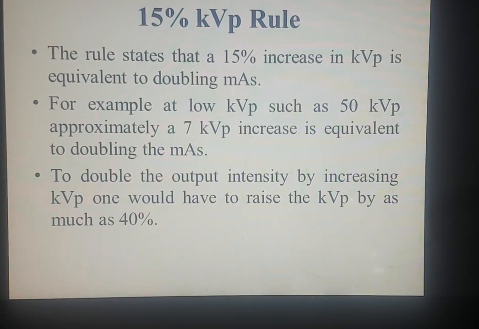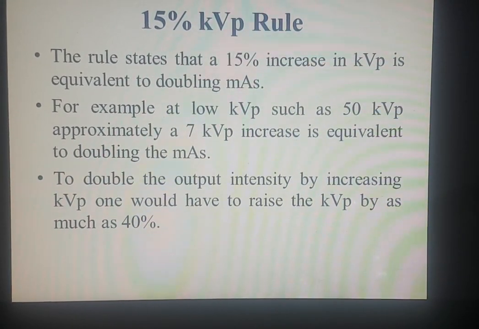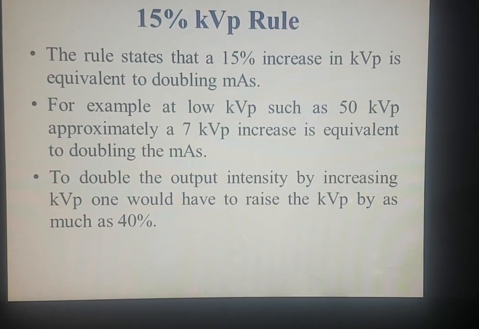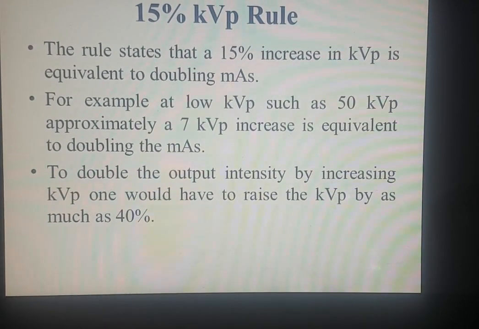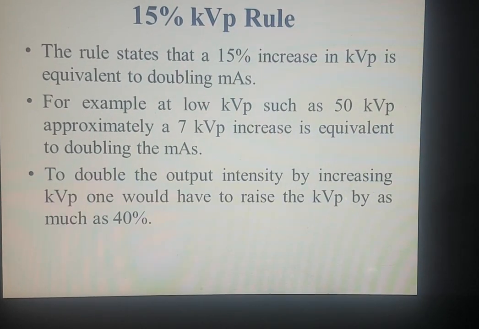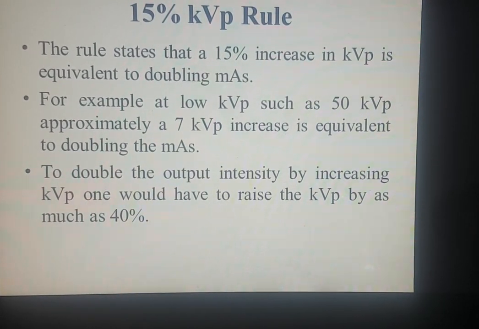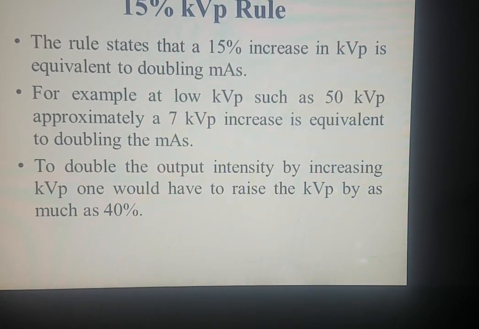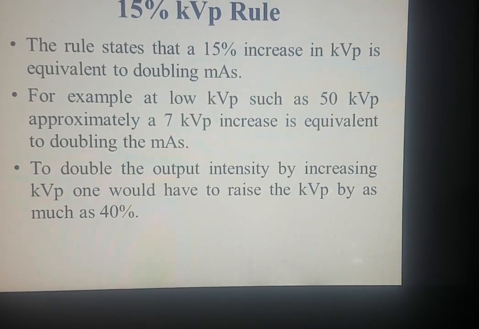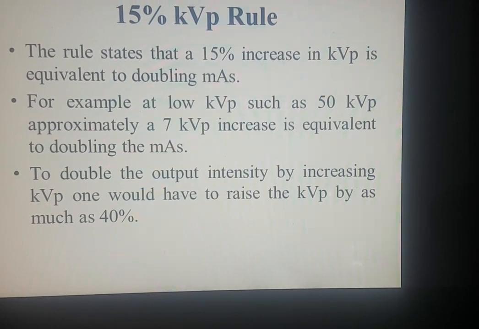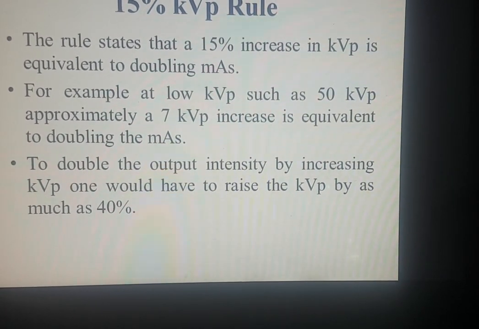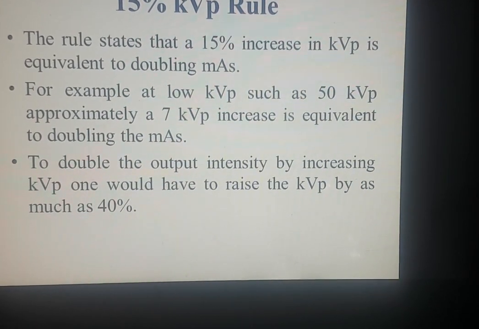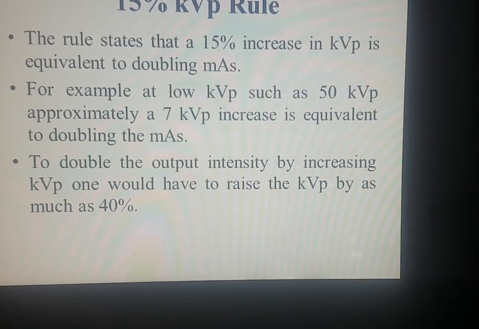You are all already familiar with the 15% KVP rule. It helps radiologic technologists to reduce the patient dose by increasing the KVP instead of MAS, because KVP can control the quality and to some extent the quantity as well. So that's why if we increase the KVP by 15%, that would be equivalent to doubling the MAS.